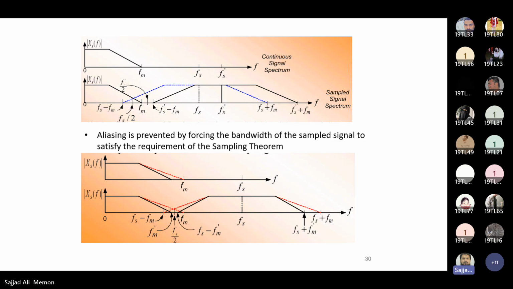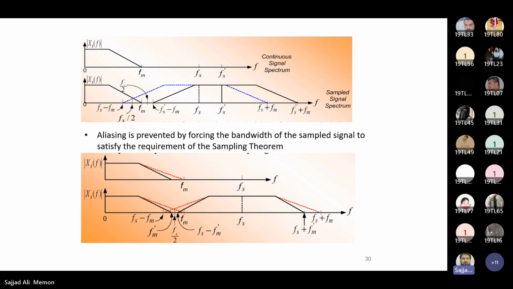So there are two figures you can see. One is the continuous signal spectrum and another one is the sampled signal spectrum, where you can see solid black lines. These solid lines show you there is no overlapping, and the blue one shows you the overlapping. So aliasing is prevented by forcing the bandwidth of the signal to satisfy the requirement of the sampling theorem.